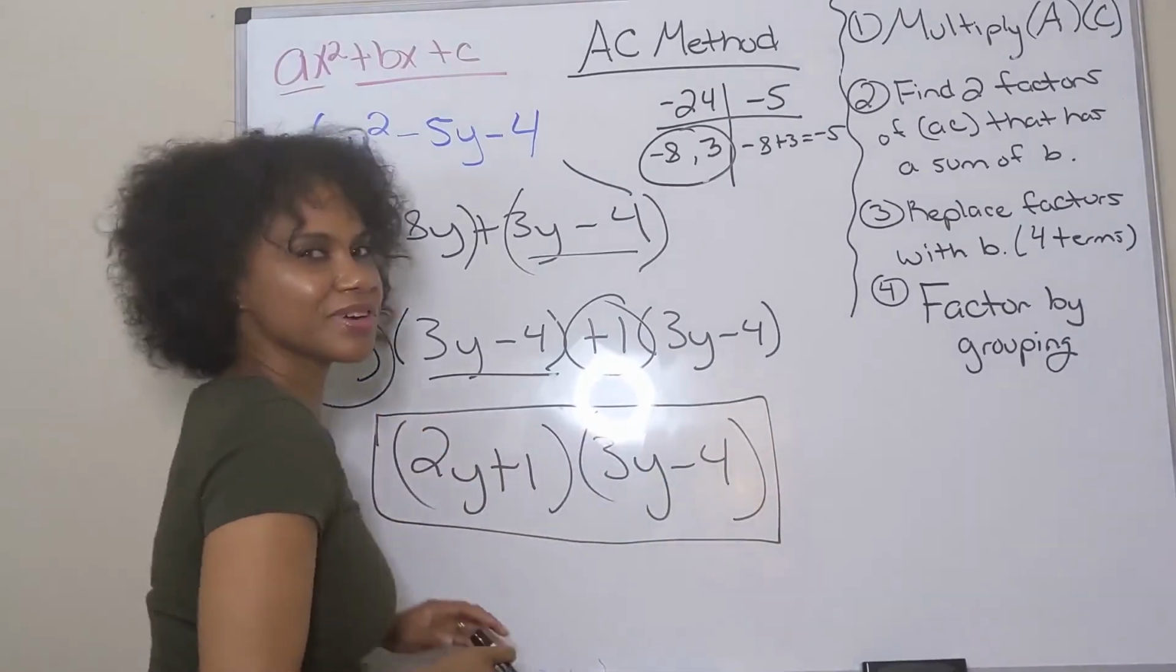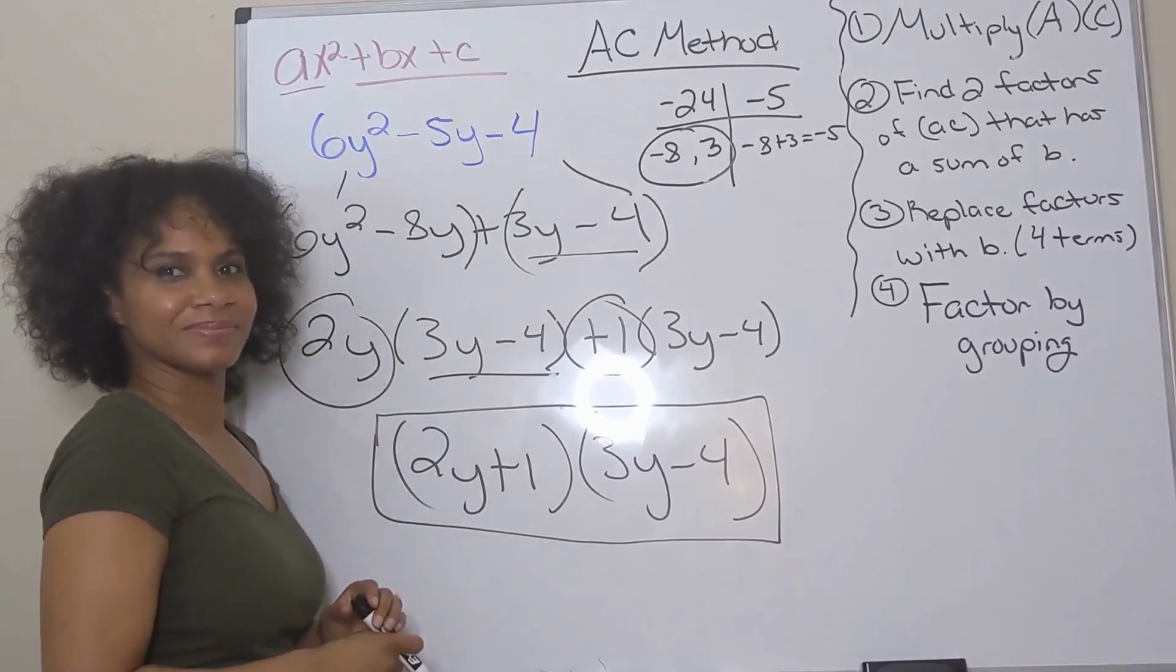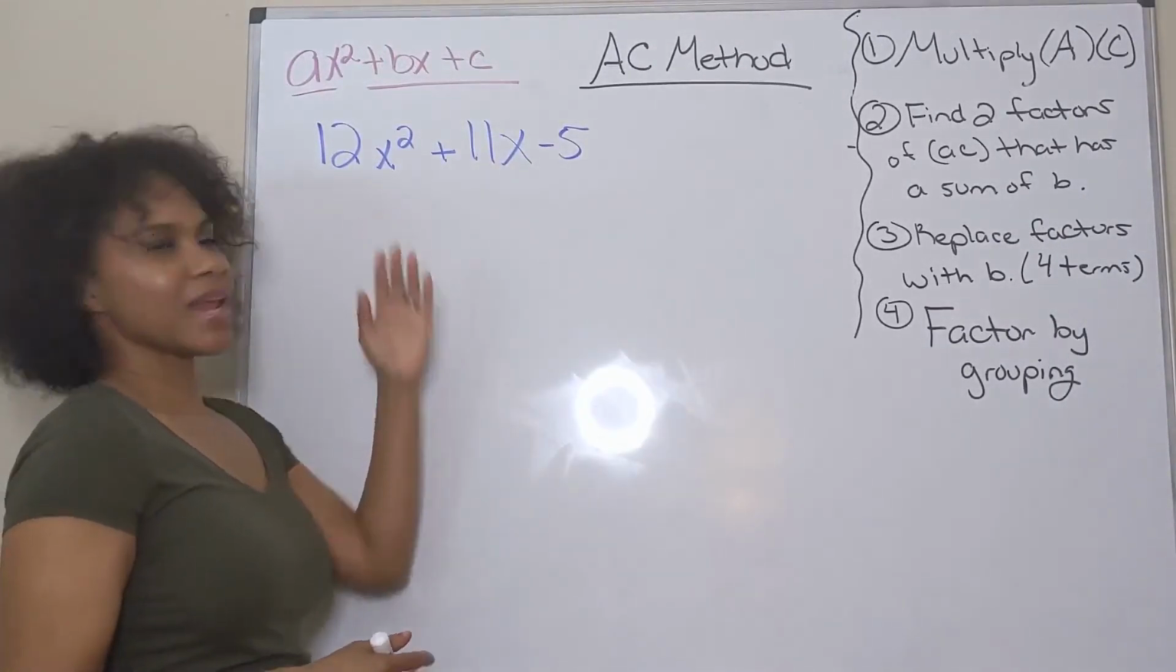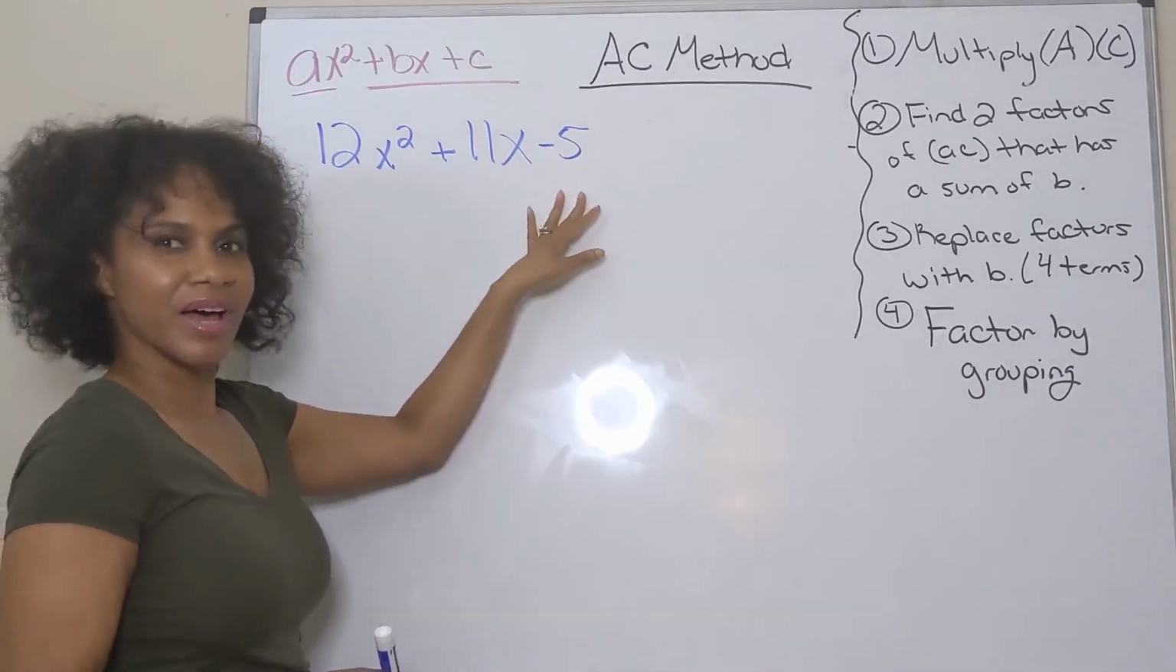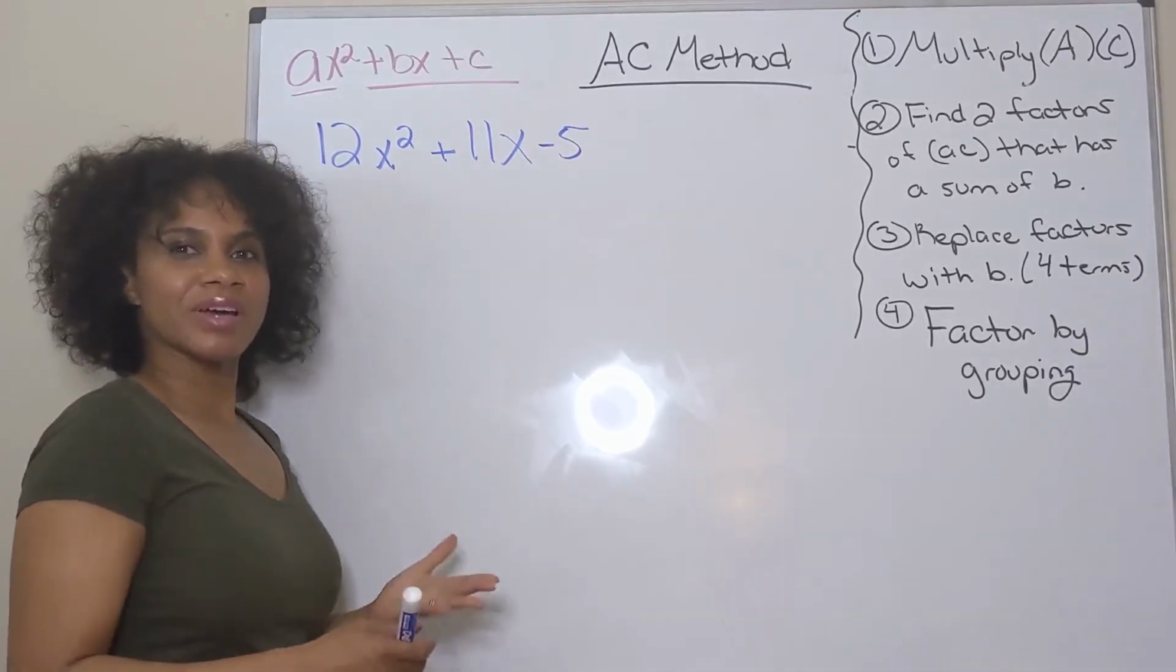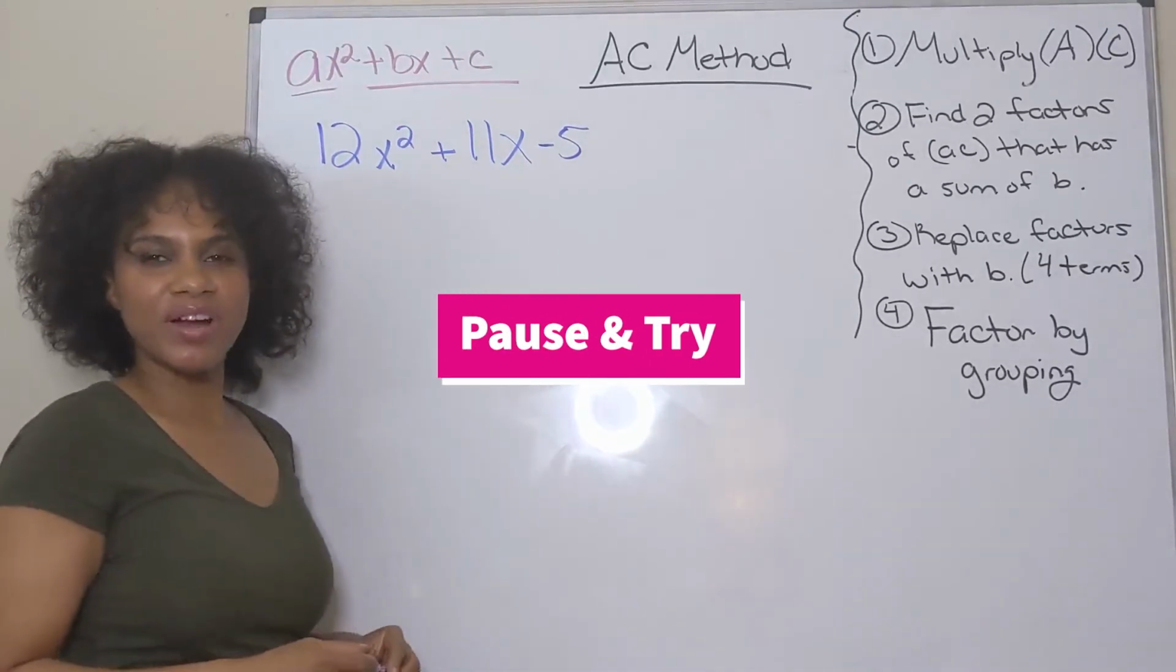And the next problem you're going to try on your own. All right, so this is the problem I'd like you to try on your own. 12x squared plus 11x minus 5. So go ahead and pause the video and try to see if you can factor this trinomial on your own.